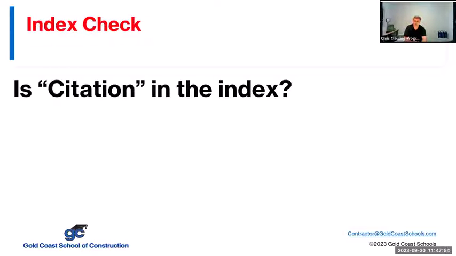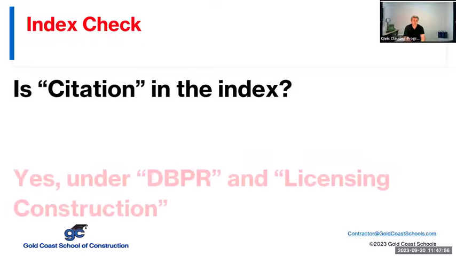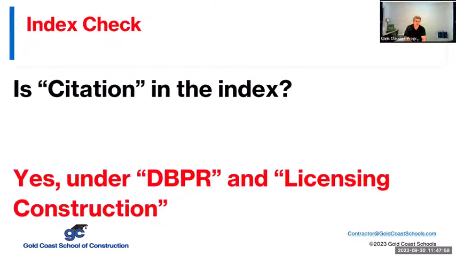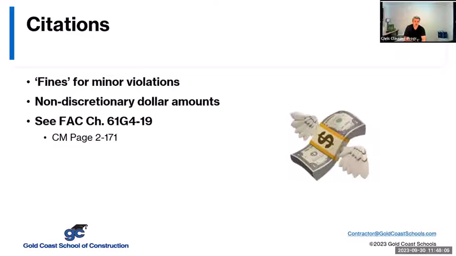Okay, is citation in the index? So yes, it's under DBPR and licensing construction. I want to make sure that we are looking at our index right now. So fines are typically for minor violations. They're non-discretionary. A fine is just a set amount, it's like a speeding ticket. You did this, you pay. There's no investigation. There's no consideration of mitigating factors. There's no range of anything. Typically, the board's not going to take those up. You pay your fine, you move on.